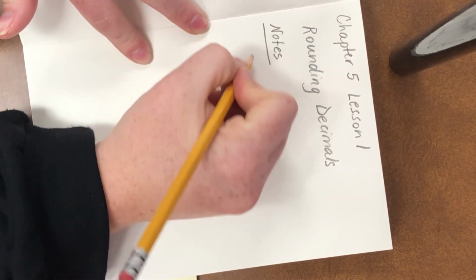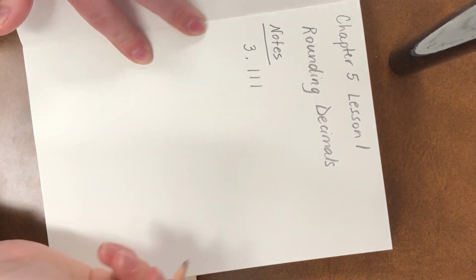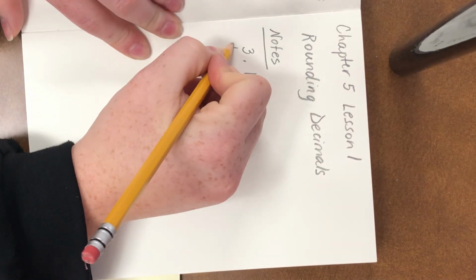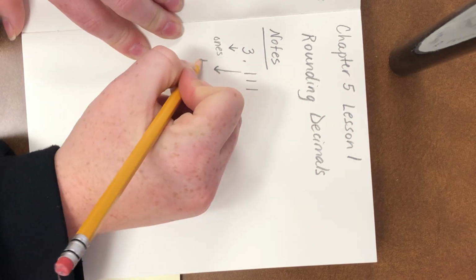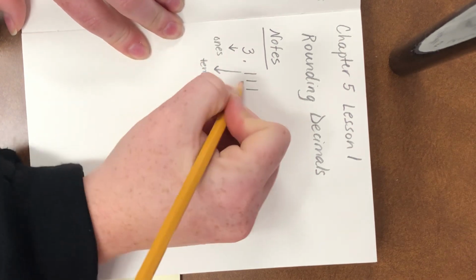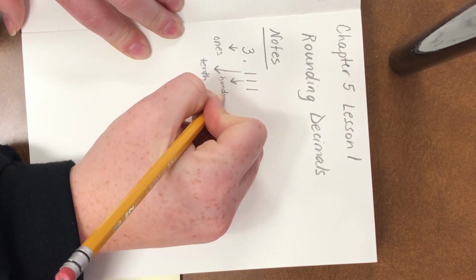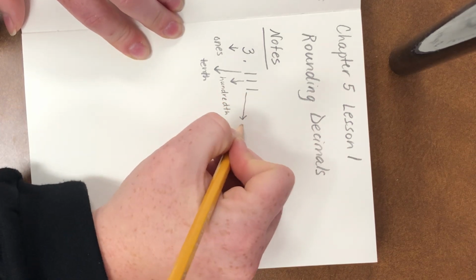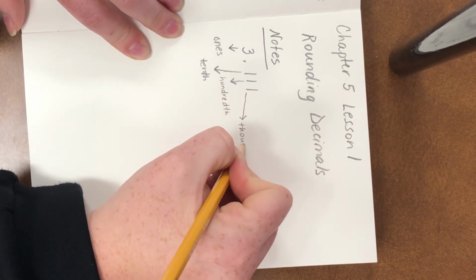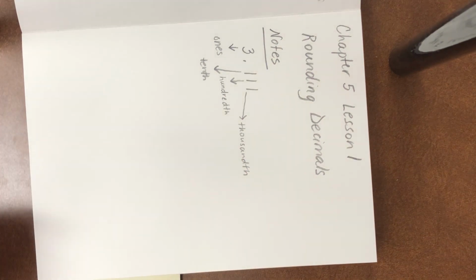All right, first we're going to begin by writing a number. I want you to remember that this is the ones, this is the tenths, this is the hundredths, and this is the thousandths. All right, so make sure you have that in there.